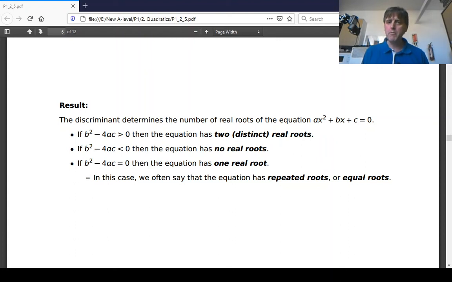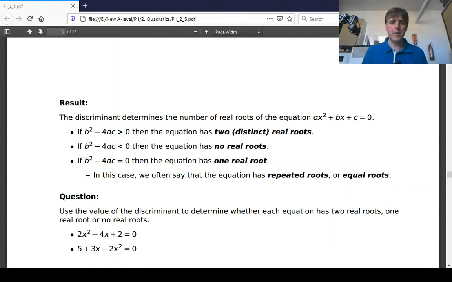Bit of terminology, which I just want to point out before we go too much further. In the third case, where the discriminant equals 0, then it has one real root, that equation. And there's a bit of technical language which you will often see. Sometimes you might see that the equation is said to have repeated roots in that situation, or sometimes equal roots. So technically, we sometimes think of it as having two roots. They just happen to be equal to each other.